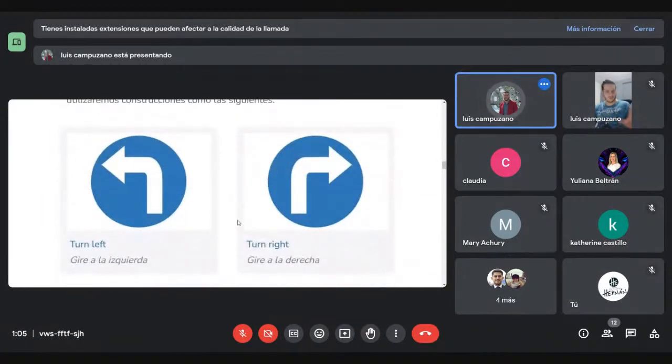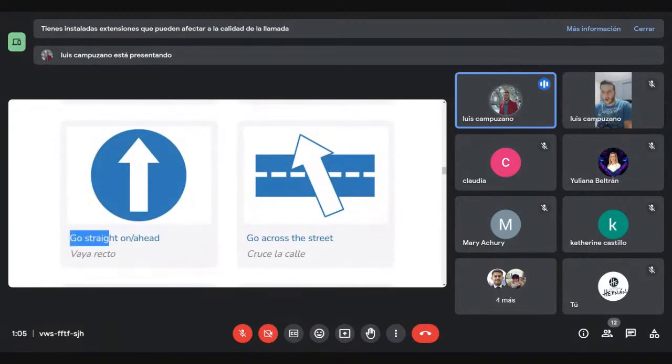And now let's get to some words that we need for directions. In the last classes, guys, we saw prepositions of place. In, behind, in front of, across from, etc. And here we have some more vocabulary that we're going to need also with those prepositions for directions. Turn left or turn right. Go straight on, or we can also say go straight ahead. Go across the street.